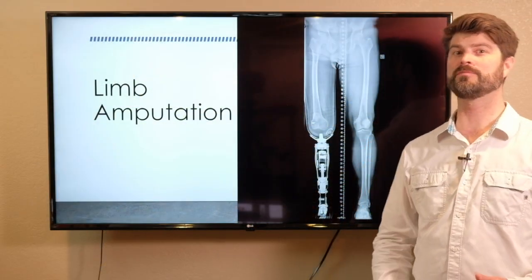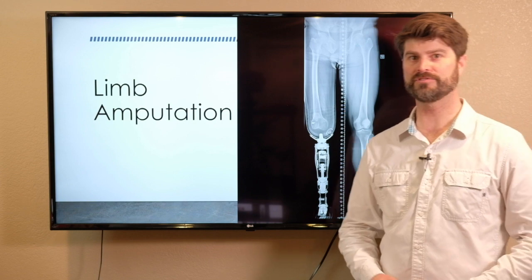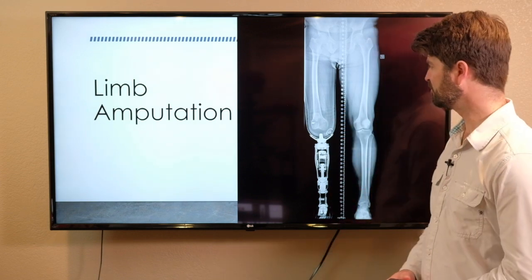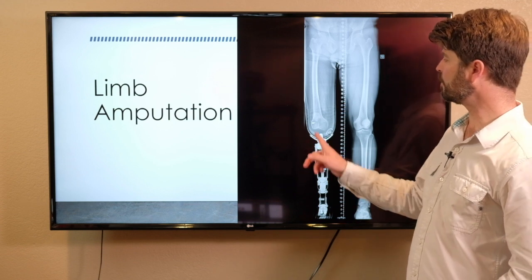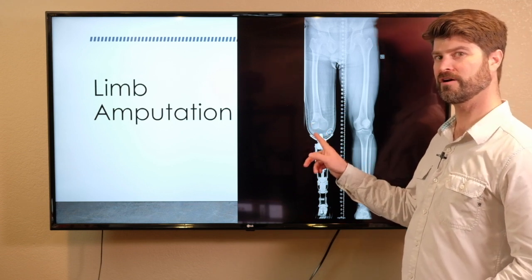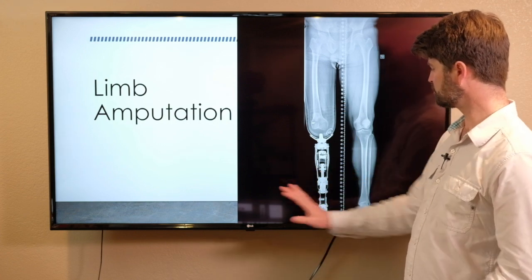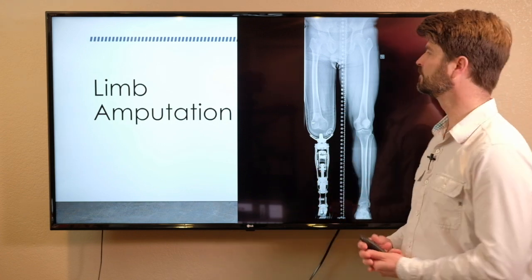So limb amputation is going to be our last topic for our musculoskeletal system. It looks like this guy probably had a trauma. You can see that big nick in his bone right there? Probably scar tissue in the bone from whatever trauma caused that to happen.